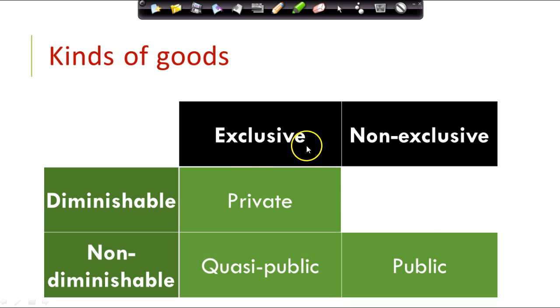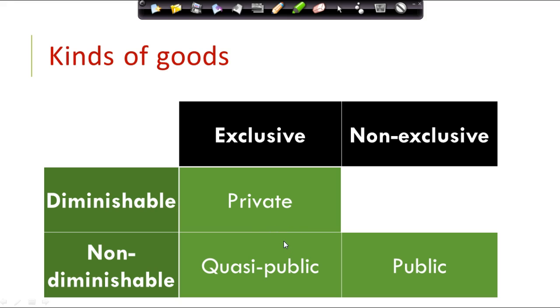What if we take the case of exclusivity, like a private good? People can be excluded from enjoying the benefits of it, but as more people do consume it, who get access to it, it doesn't diminish in quantity. This is what we call a quasi-public good.